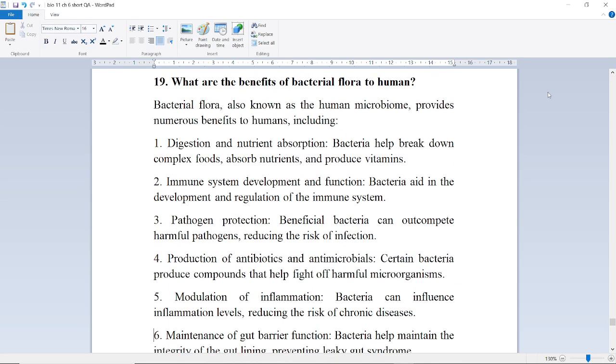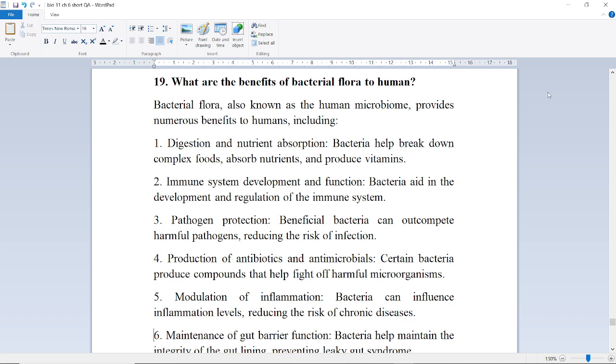Next question is, what are the benefits of bacterial flora to humans? Bacterial flora, also known as the human microbiome, provides numerous benefits to humans including digestion and nutrient absorption. Bacteria help break down complex foods, absorb nutrients, and produce vitamins. Immune system development and function. Bacteria aid in the development and regulation of the immune system. Pathogen protection. Beneficial bacteria can outcompete harmful pathogens, reducing the risk of infection.